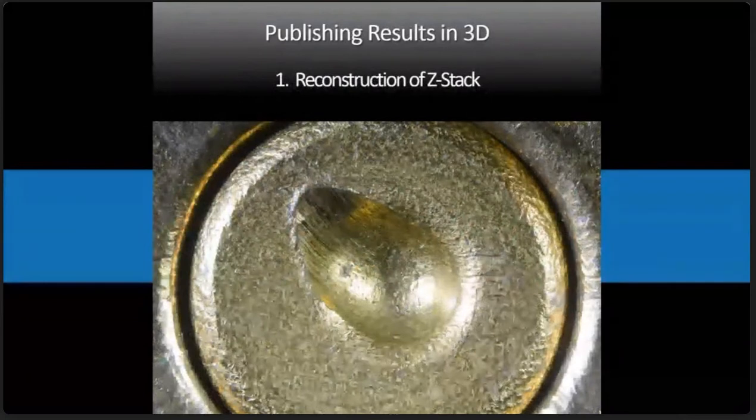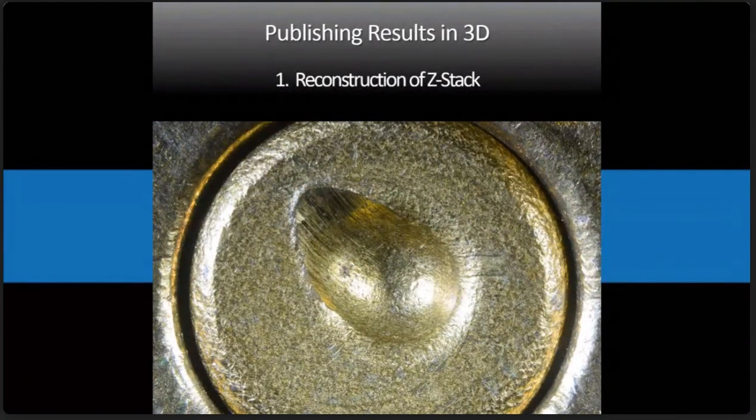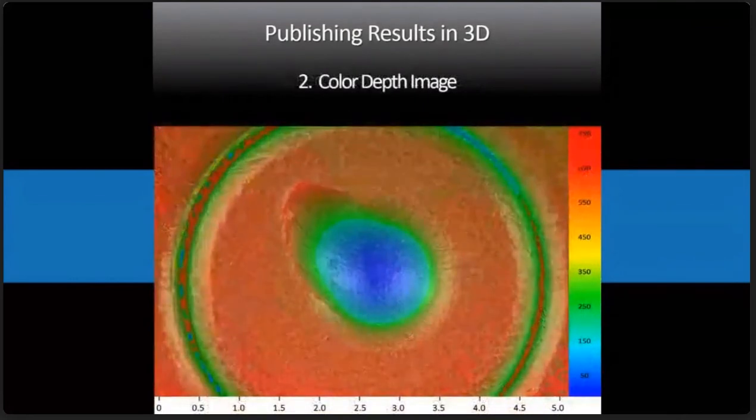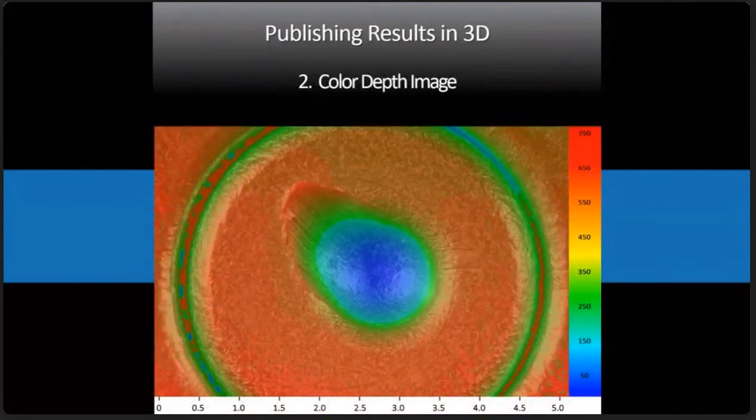So here's an example of the reconstruction of the Z-stack. That's the most popular way of publishing your results. Now, this is that same image turned into a color depth map. So now you see on the bottom scale, the XY scale, and on the top right-hand scale, you see the depth scale. So you have blue at the bottom and red is coming out at you. Blue is the bottom of the pit there, and up to the top, red, that's 750 microns, about 0.75 millimeters. So very quickly, you get a really good idea of how you can quantify this particular bullet firing pin impression.